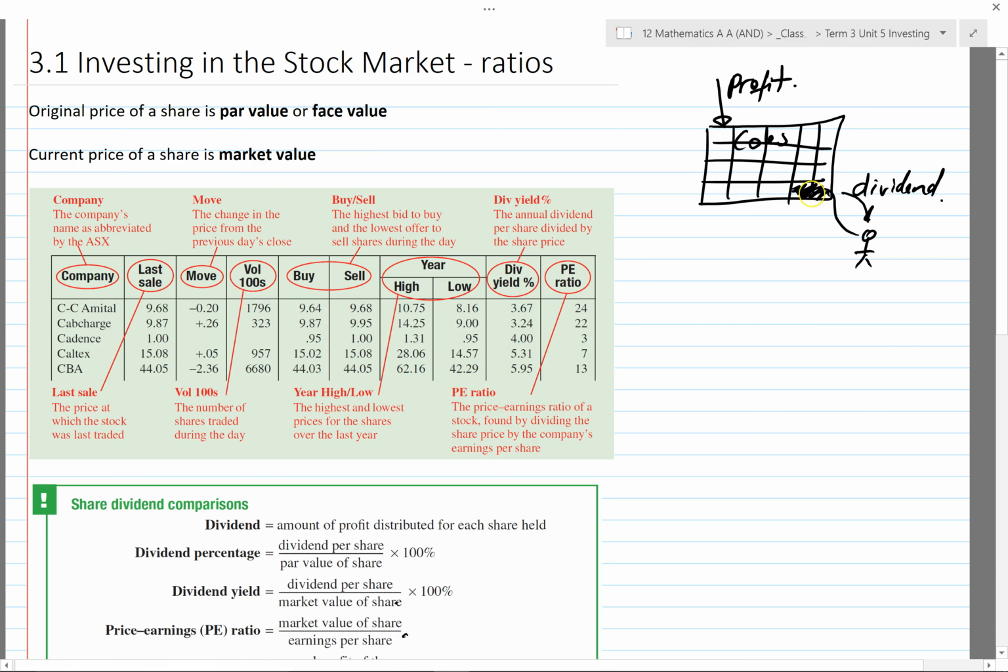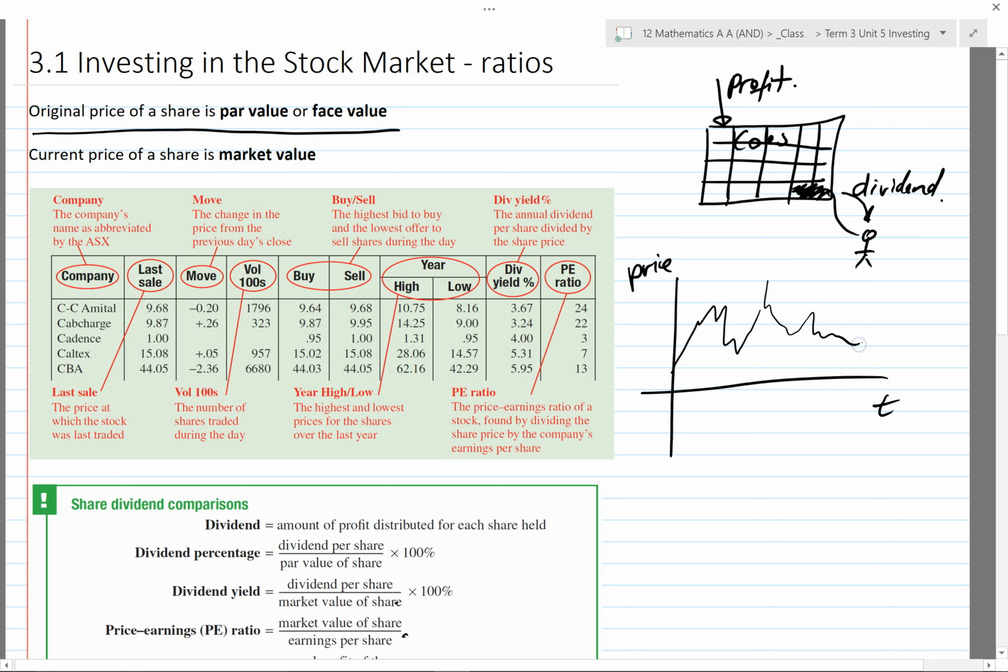The price the person pays for the share changes from time to time. Originally, when Coles cut up their business, they offered shares for a par value or a face value. Over time, the price fluctuates. It changes in these sorts of graphs that you'll see on the TV. The current price, so today's price, is called the market value. What it was originally, par value or face value. That's the idea with shares.